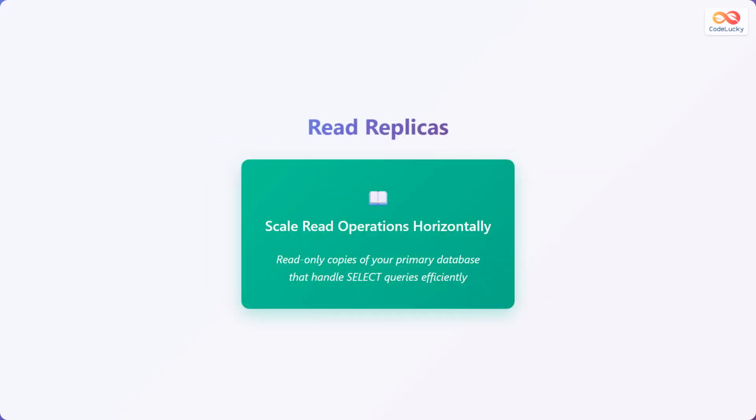Let's talk about read replicas. Read replicas allow you to scale read operations horizontally. They are read-only copies of the primary database, and they handle select queries efficiently.